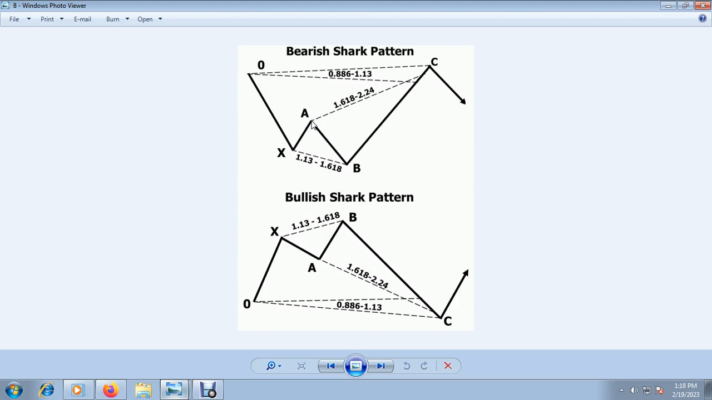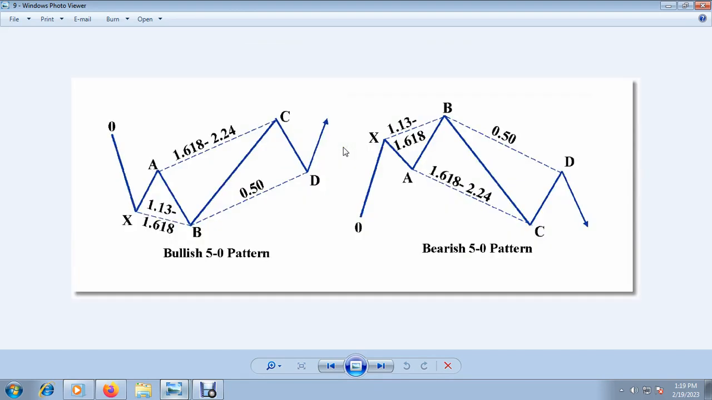Anyone you have to see. The down part you have to see first. Initially we will see 0.886. If it is not holding here, from 0.886 it can go down also. If it goes down to 1.13 or 1.618 and reverses from there, it can be a shark. And the next is the bullish 5, which is the same as the shark. So this is basically the main thing.